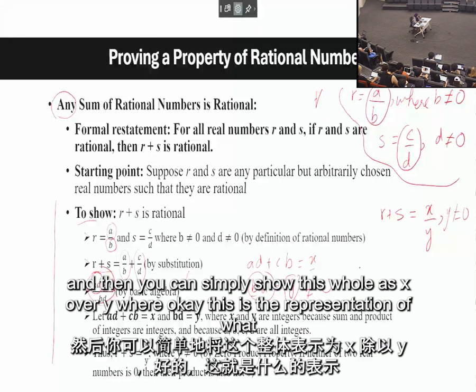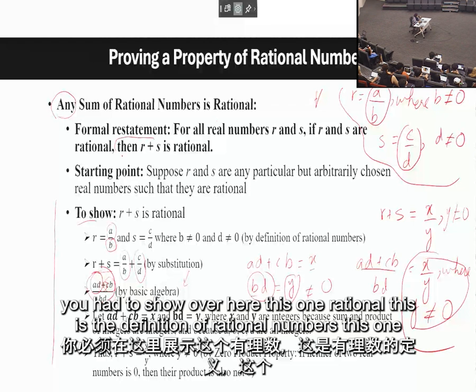And then you can simply show this whole thing as x over y. This is the representation of what you had to show over here. Okay, rational. This is the definition of rational numbers.